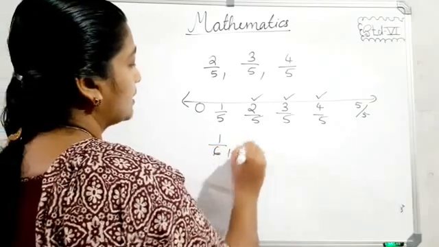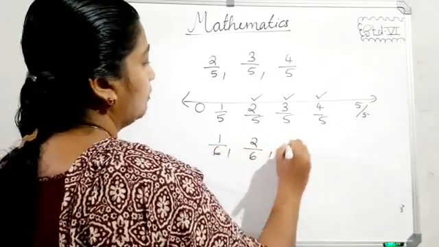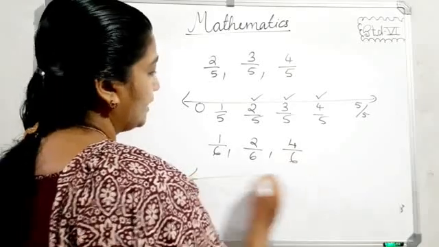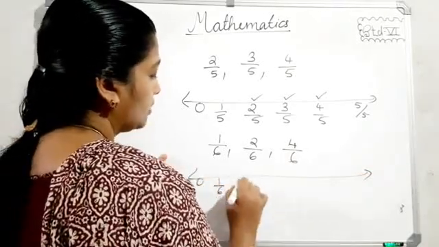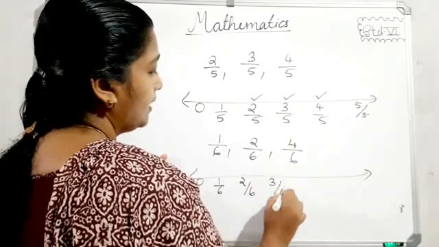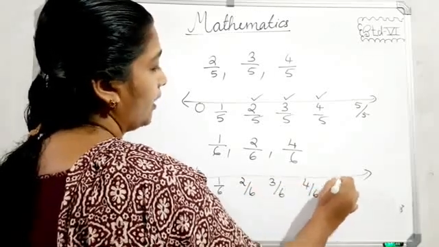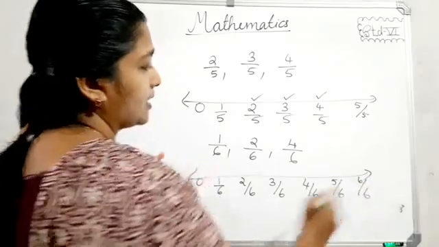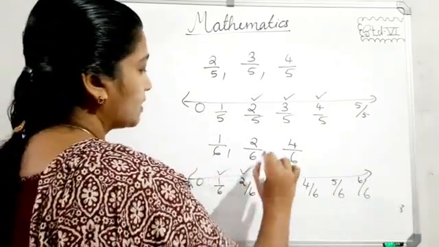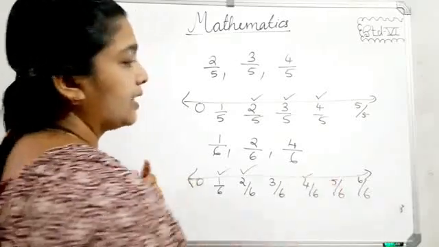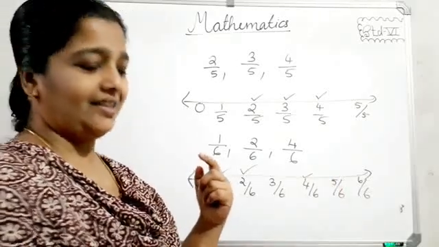Then 1 by 6, 2 by 6, 4 by 6. How can we represent? Say the answer. Yes, 0, 1 by 6, 2 by 6, 3 by 6, 4 by 6, 5 by 6 and 6 by 6. Then we can represent here 1 by 6, 2 by 6 and 4 by 6. All of you understand? Yes.